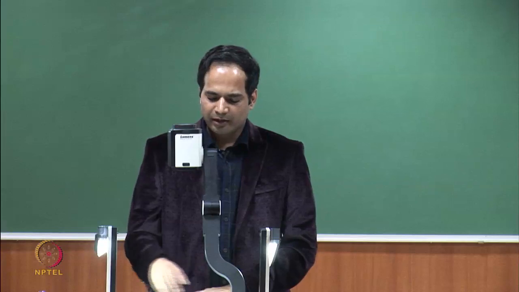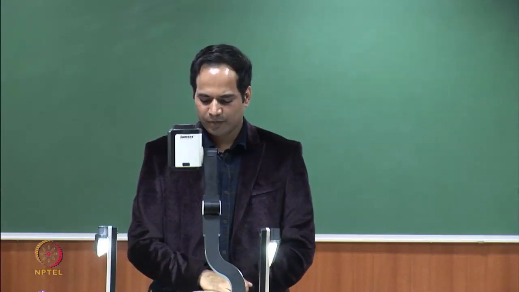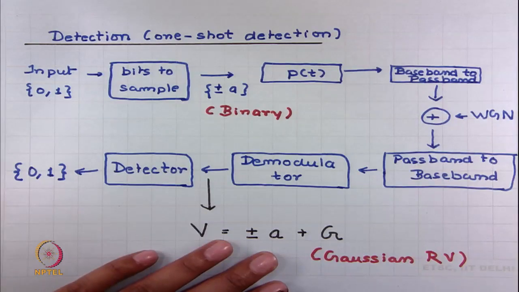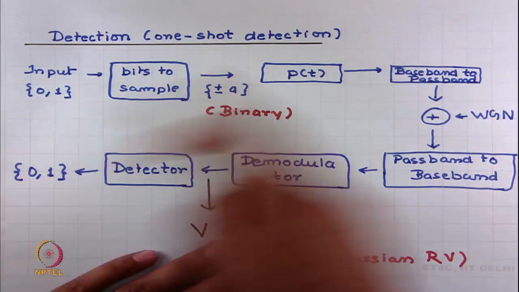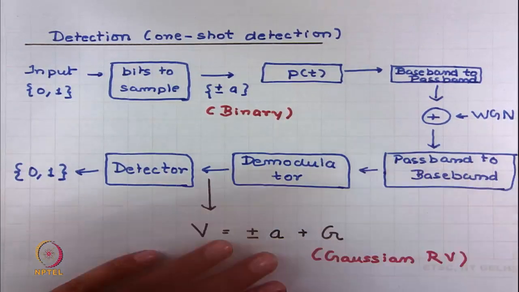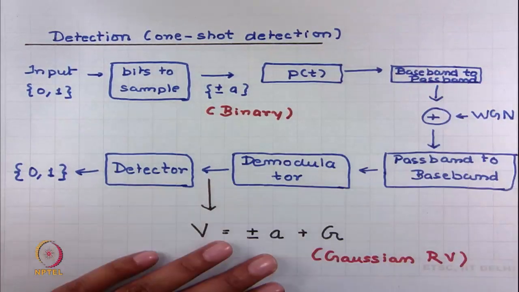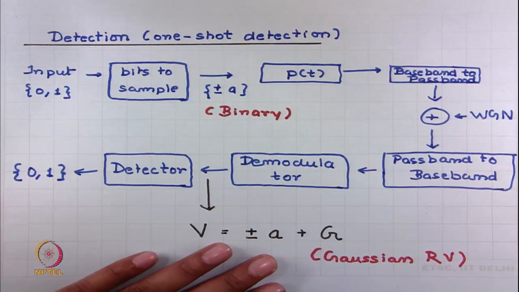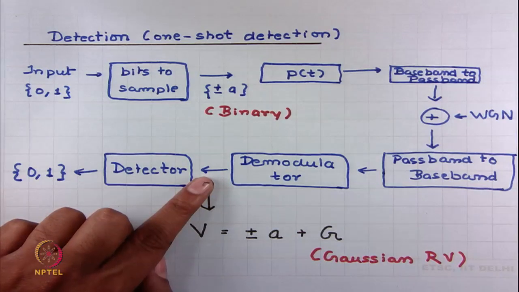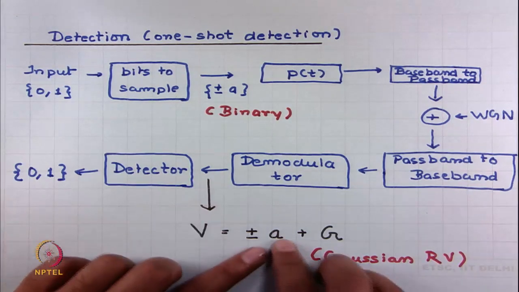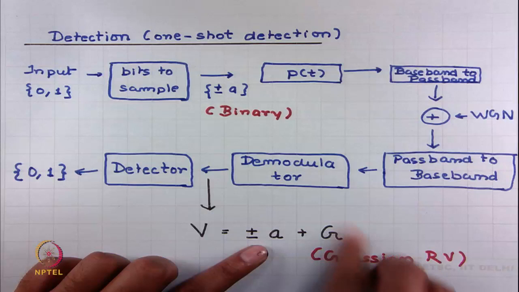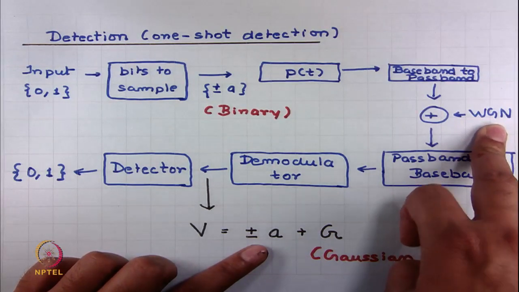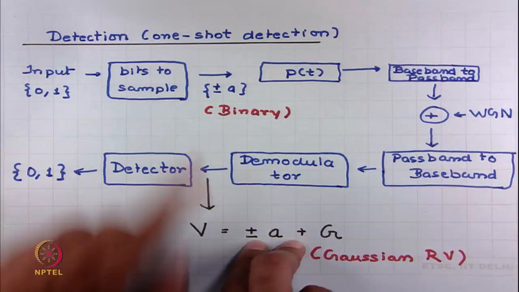Also, when we start this detection theory, we will forget about all these blocks for starting. We would not worry about this demodulator, this passband to baseband conversion, and so on and so forth. We would just assume to start with that at the output of this demodulator, we have some random variable g, which is a Gaussian random variable because of this white Gaussian noise, plus the symbol that we have transmitted.